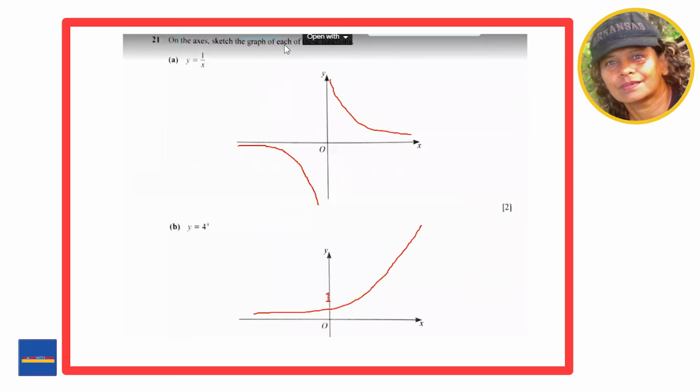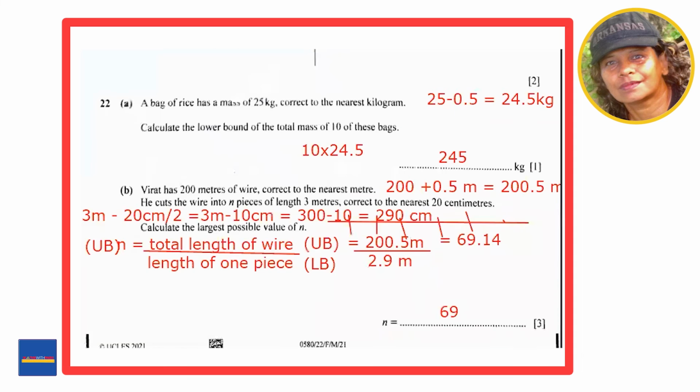Question 21, they ask you to sketch 1 over x reciprocal graph. Since 1 is positive, it's just going to be a graph that comes in the first quadrant and in the third quadrant. Then here we have y is equal to 4 to the power x. That's an exponential curve, and it's going to be in this direction. So you have to know your rules for exponential curves and for reciprocal curves.